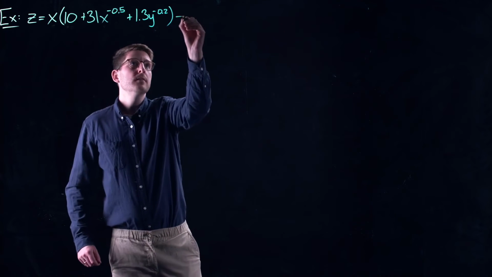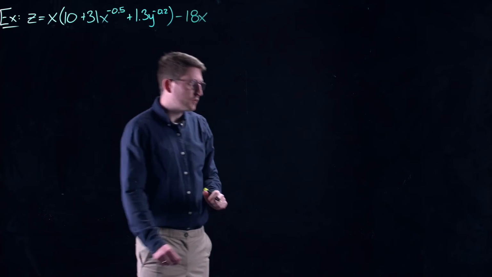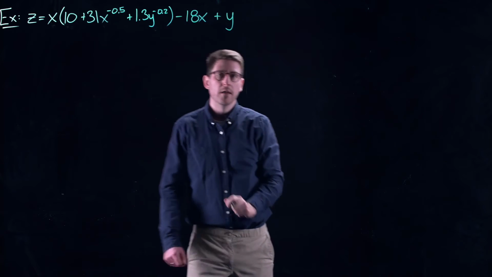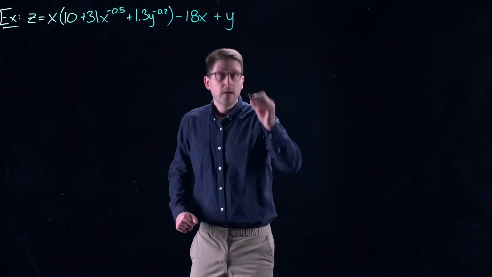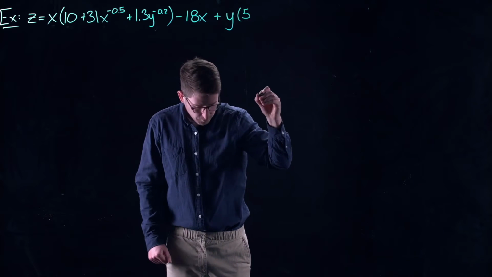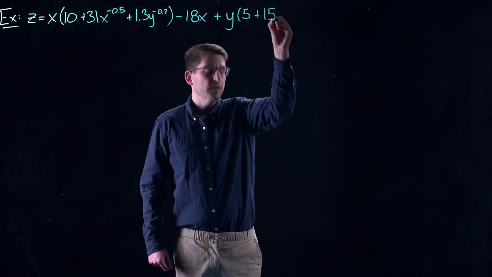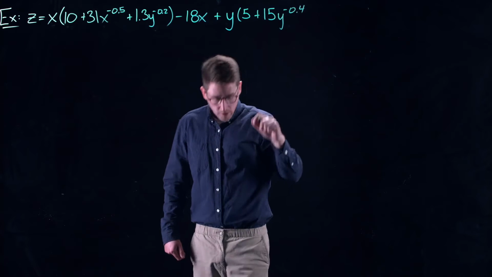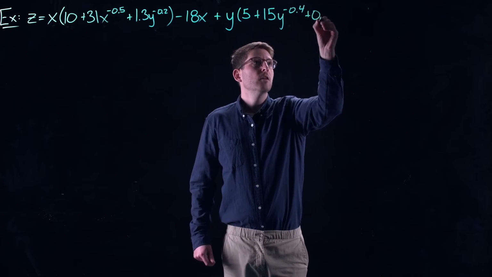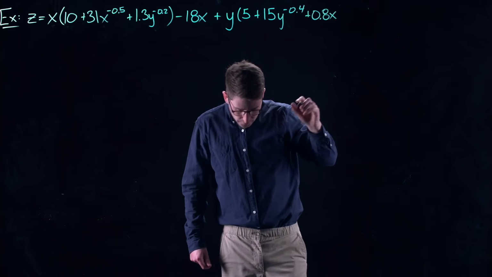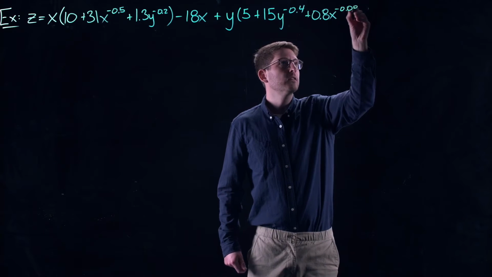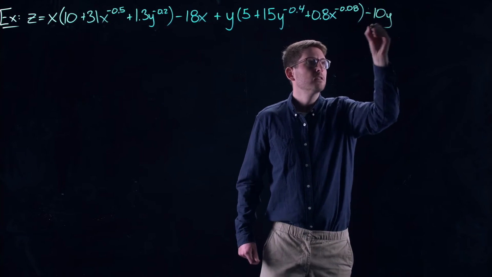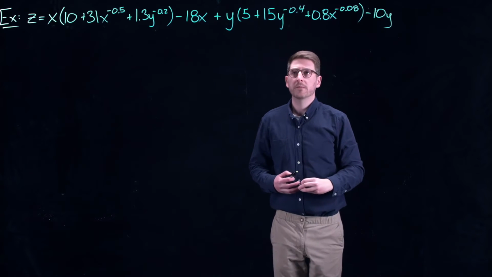And then let's imagine it costs us $18 to produce each wooden lawn chair. Then we can do the same thing for the aluminum lawn chairs, the number that you produce, and they have another ugly looking complicated price function. So 5 plus 15y to the minus 0.4, which again disappears as y goes to infinity, plus 0.8x to the power of minus 0.08, so very, very small. And then it costs us $10 base to produce each lawn chair.